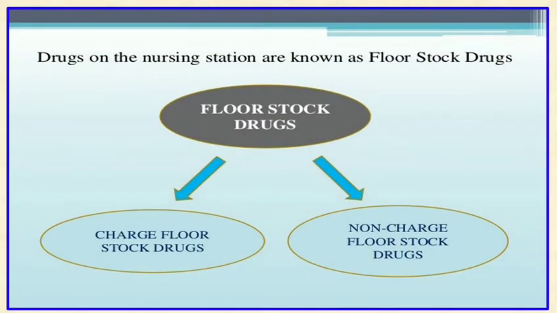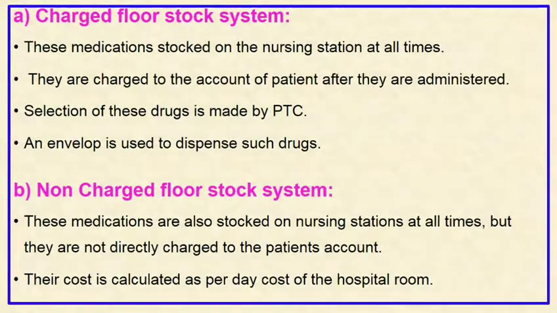Drugs on the nursing station are known as floor stock drugs. Floor stock drugs are again divided as charged floor stock drugs and non-charged floor stock drugs. Charged floor stock system: in this system, the medication is stocked on the nursing station at all times. They are charged to the account of the patient after they are administered. Selection of these drugs is made by the PTC, that is Pharmacy and Therapeutic Committee. An envelope is used to dispense such drugs.